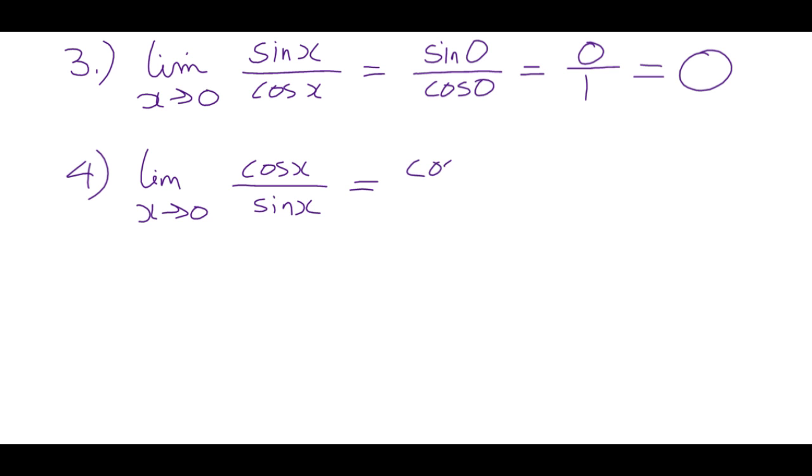So we can just substitute in cos 0 over sine 0. Well, they're already there. So it's 1 over 0, which is, I don't know if that's so much an equal as a, well, that does not exist. Okay, so you can't divide by 0.